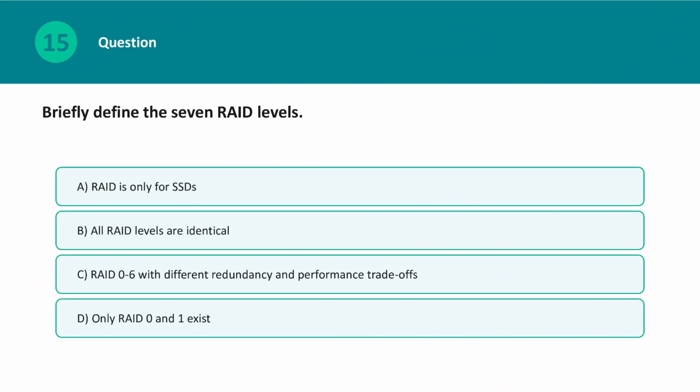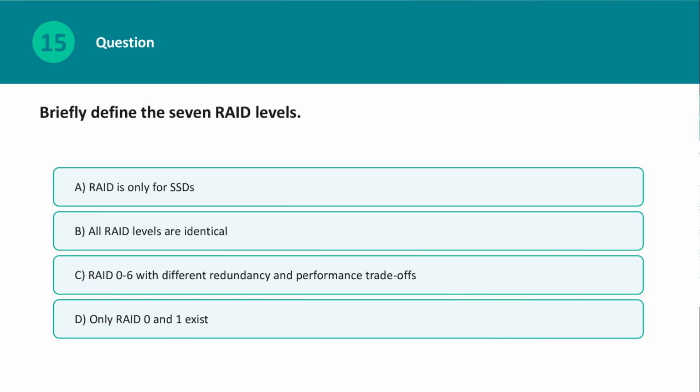Briefly define the 7 RAID levels. A. RAID is only for SSDs. B. All RAID levels are identical. C. RAID 0 up to 6 with different redundancy and performance trade-offs. D. Only RAID 0 and 1 exists. The correct answer is RAID 0 up to 6 with different redundancy and performance trade-offs.